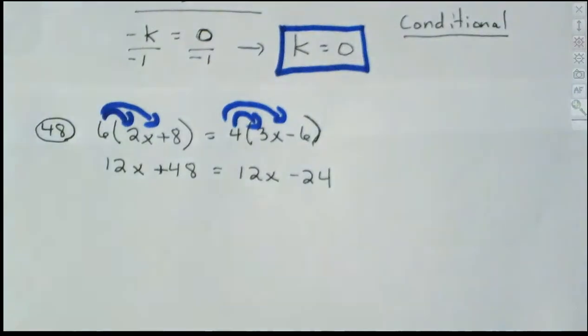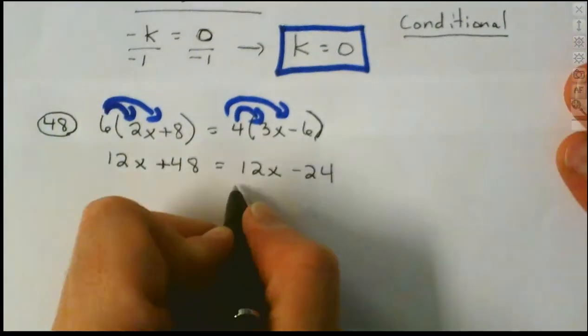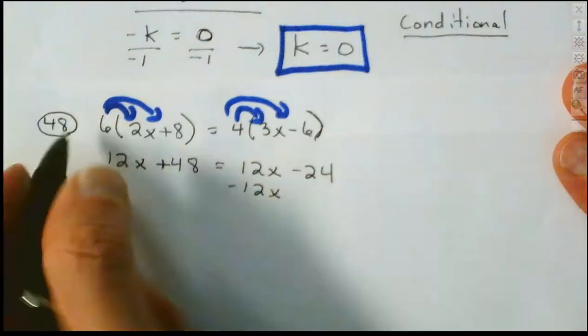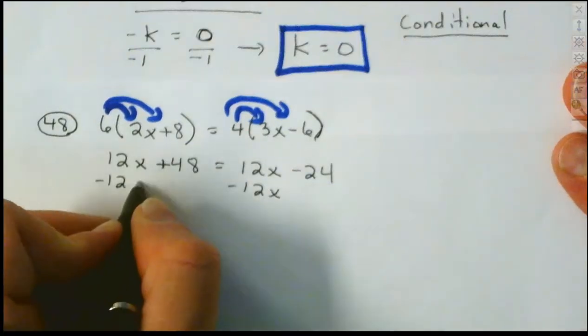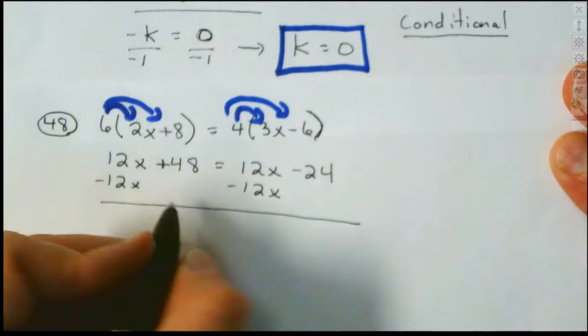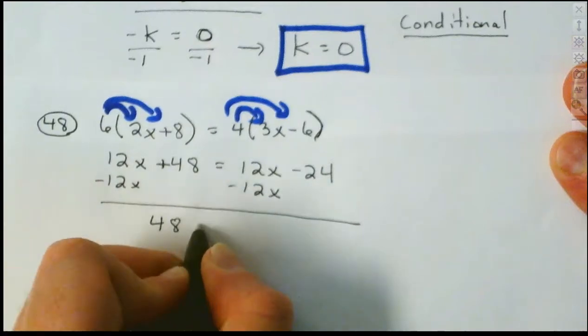Now I can tell that it's not going to be solvable from here because the variables are the same, right? You've got a 12 on each side, so 12x on each side. So let's go ahead and move that over so we can see that it's a false statement. So solve it just like you always would. But then you get to this point, and here's your conundrum.